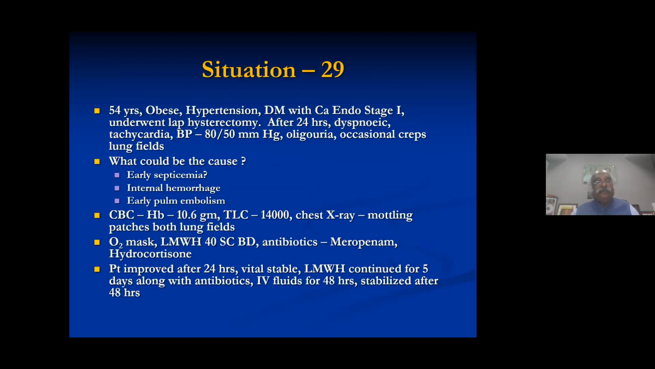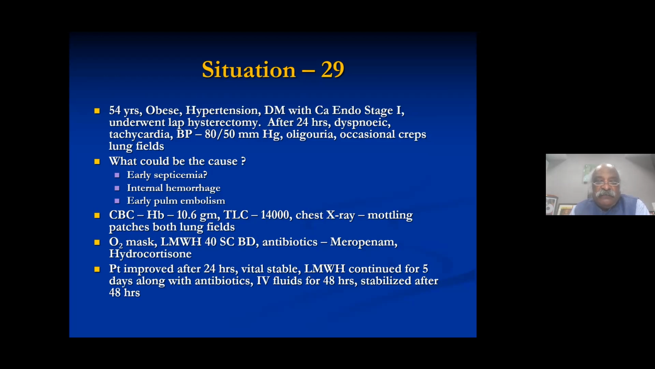This is another case: 54 years, obese, hypertension, diabetes mellitus, with carcinoma endometrium, stage 1. Underwent lap hysterectomy. After 24 hours, she was dyspneic, tachycardic, BP was 80/50, oliguria, occasional crepts in both lung fields. And what could be the cause? Whether it's early septicemia, whether it's an internal hemorrhage, whether it's an early pulmonary embolism.